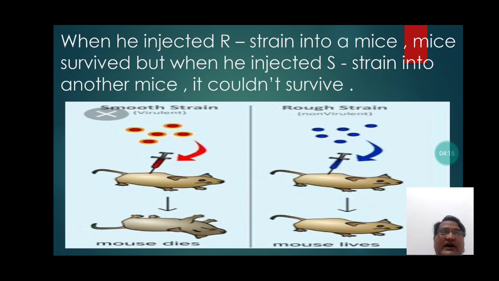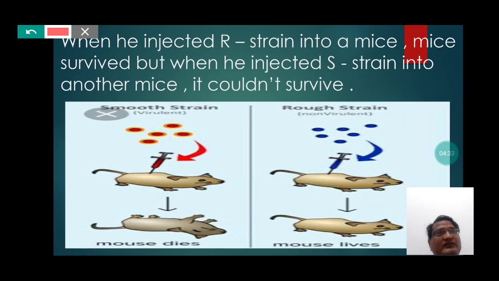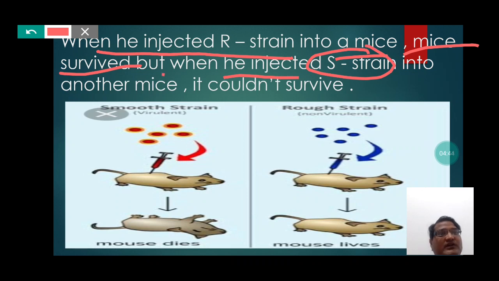When he injected R strain into a mouse, it survived. But when he injected S strain into another mouse, it could not survive. So students, here we can notice that when Griffith injected R strain into the mice, the mice was able to survive. But when Griffith injected S strain into another mouse, that mouse could not survive.